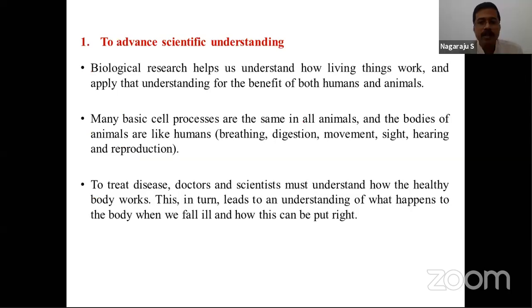Biological research helps us understand how living things work and apply that understanding for the benefit of humans as well as animals. Why animal model? Many basic cell processes function similarly in all animal models, or the bodies of animals. Take breathing, digestion, movement, skeletal functions, vision, hearing, olfaction, and reproduction. All of these are the same, the functional things are the same in most animals.